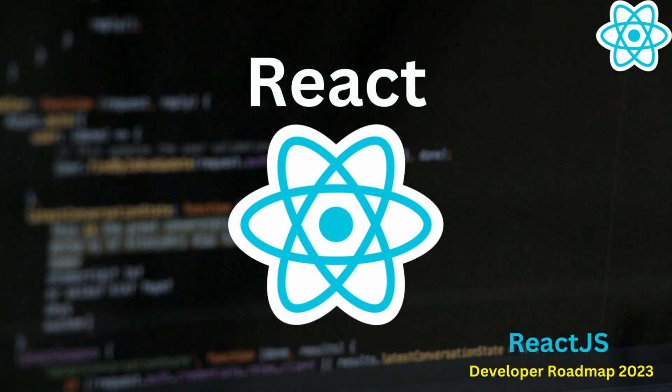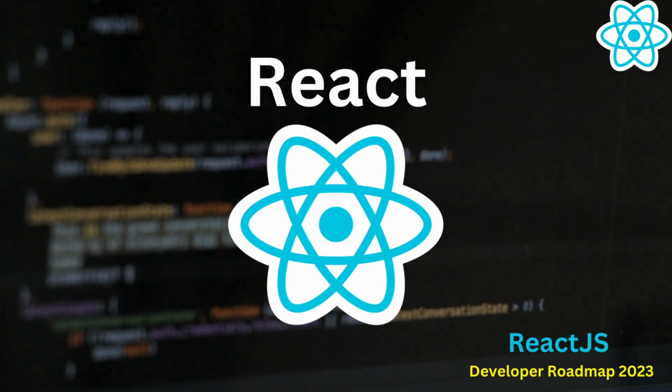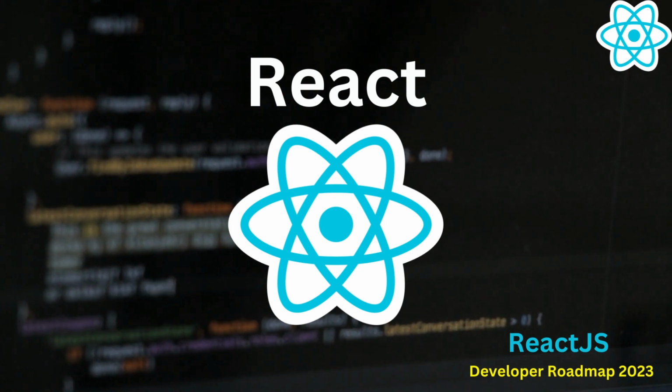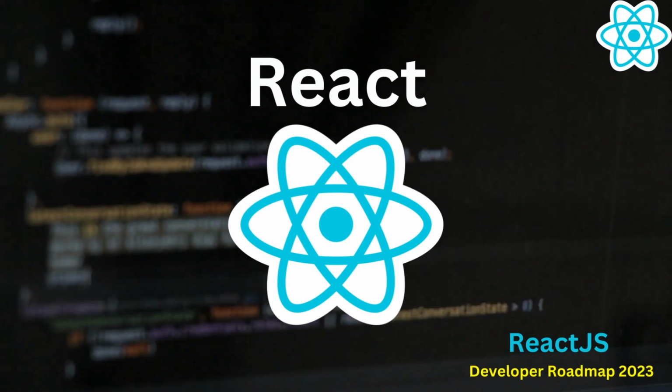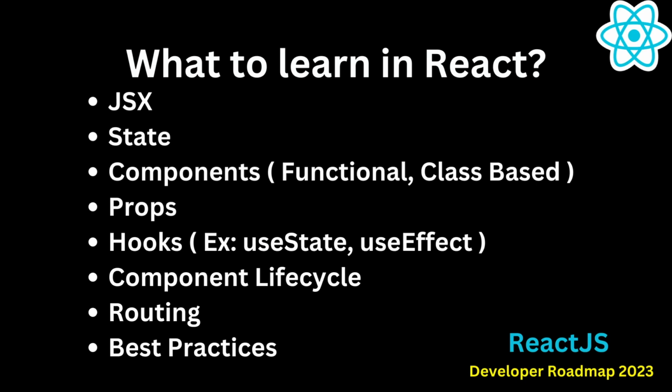So our next topic is React. React is a JavaScript library for building user interfaces. As you know, without understanding the React philosophy and mechanism, you can't become a proficient React developer. I have listed what you need to learn. JSX is one of the most important things, and then you need to look at state, components, functional and class-based components, props and how to use them, hooks, also how to use state and useEffect hooks, component lifecycles, routing, and best practices. These are really important things to learn in React.